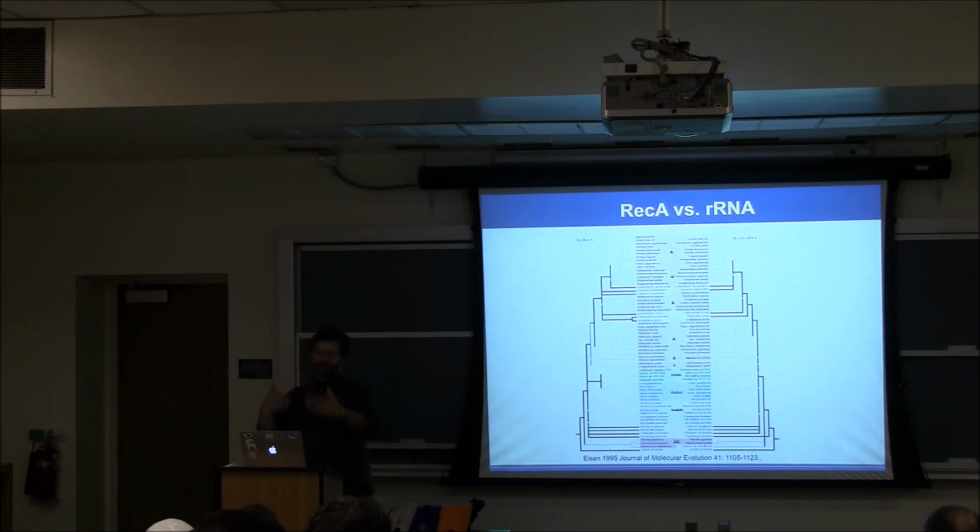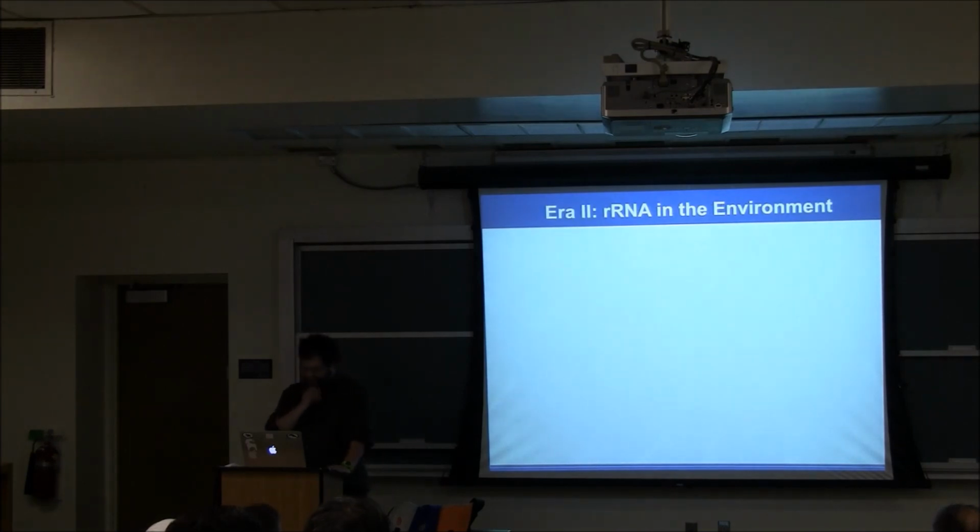And so I did a lot of work on comparing the structure of phylogenetic trees between Rec-A and ribosomal RNA, and basically showing that they were, for most purposes, virtually identical to each other, which suggested that either both were biased in the same way, or that they were really reflecting the true history of organisms from which they came.